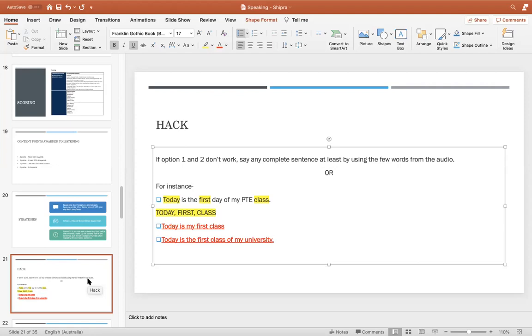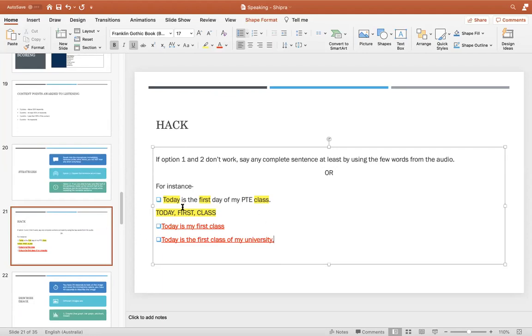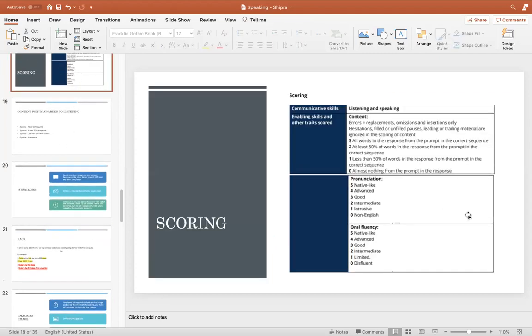Now, if you're forgetting even one word, you should always make up the second half. Okay. So instead of saying today first class, what I'll say, today is my first class of the university, or today is my first class at the college, and then you will get full points. Or you can say today is my first class and black and blue is my favorite color. Okay, what happens is when you come to speaking scoring, it doesn't say that it has to be content related. It only says that you have to be fluent. So it doesn't care about what content you're using. Okay.